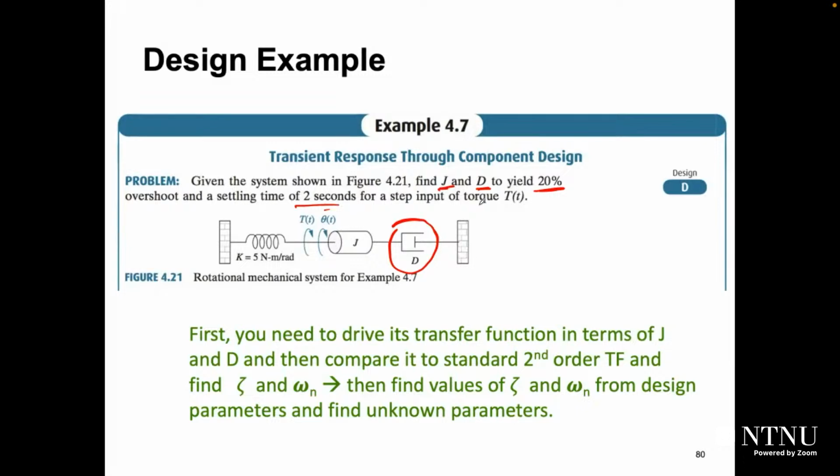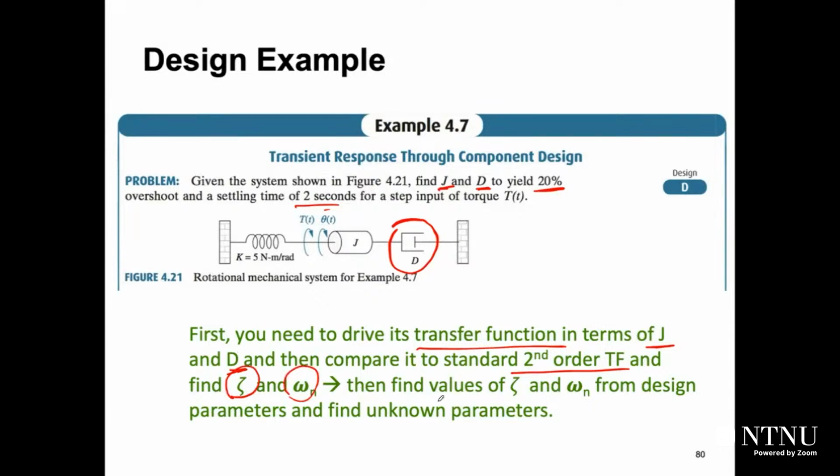So how much should we pick for our system to achieve those results? How can we select those design parameters? This system has no differential equation describing it. So first we need to derive its transfer function in terms of J and D. Then we compare it to the standard second order equation. After that, we will find zeta and omega n.